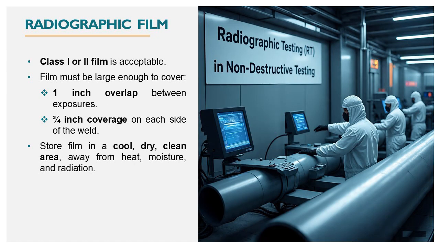Radiographic film. Class 1 or 2 film is acceptable. Film must be large enough to cover 1 inch overlap between exposures, and 3/4 inch coverage on each side of the weld. Store film in a cool, dry, clean area, away from heat, moisture, and radiation.